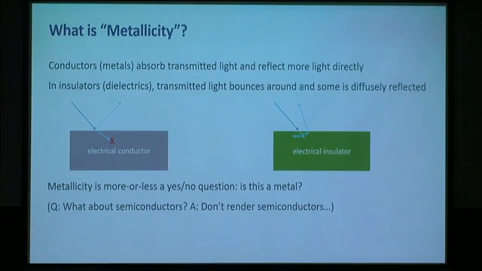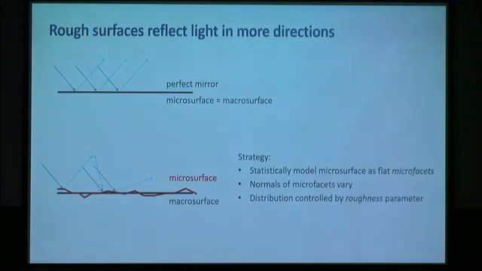So it's more or less a yes/no question. Is the material a metal? Isn't it a metal? There are some in-between special cases, and the answer there is do not render them. Do not render semiconductor wafers, because they have strange behavior, but there aren't very many of them in the world.